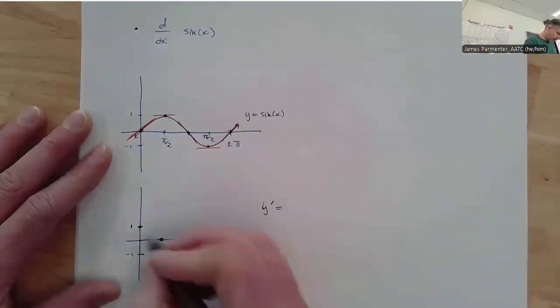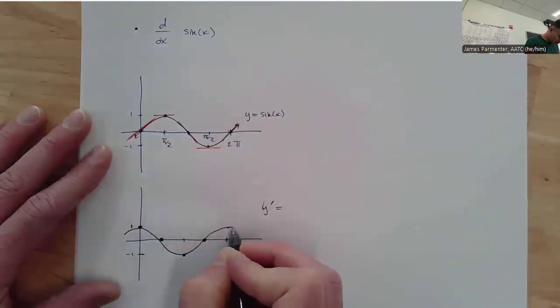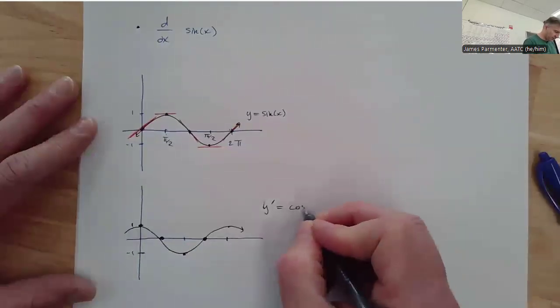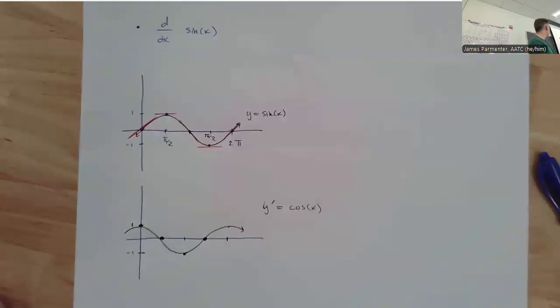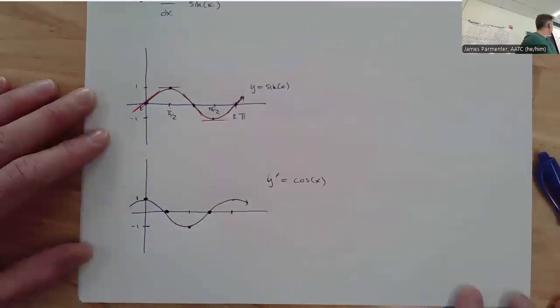And hey, look, this graph going through these points looks awfully familiar. You know what it is? It's good old cosine. Exactly. So there's a nice way to see that the derivative of sine is equal to cosine, or at least to visually believe it.